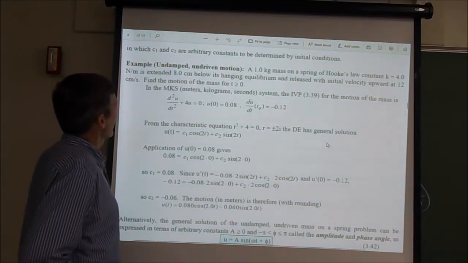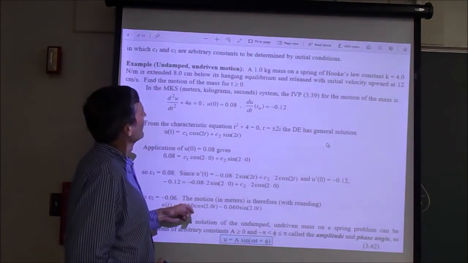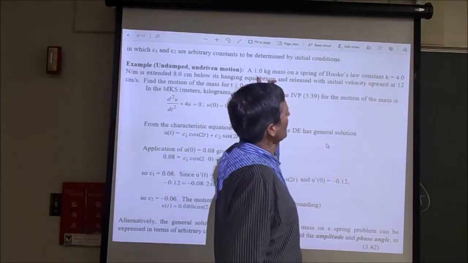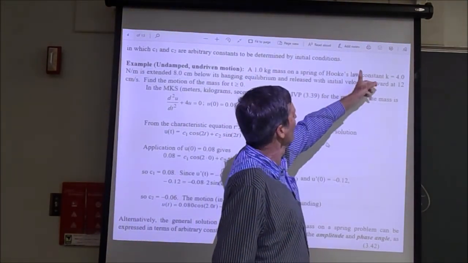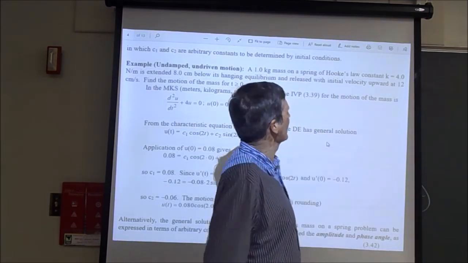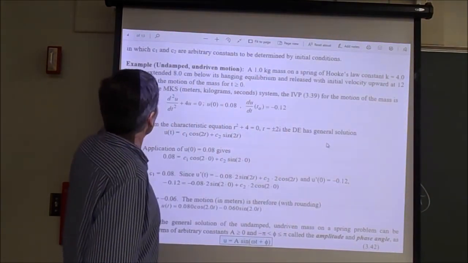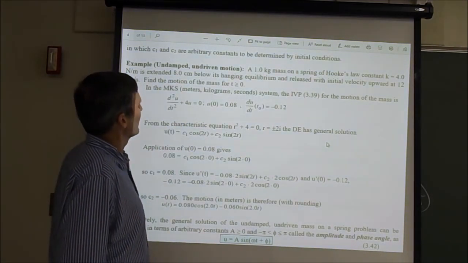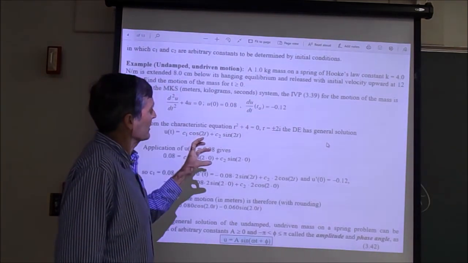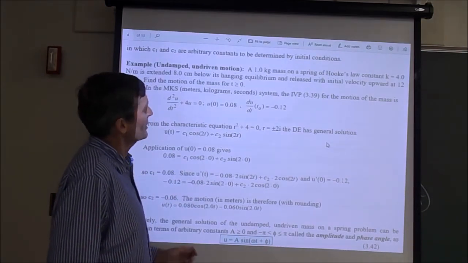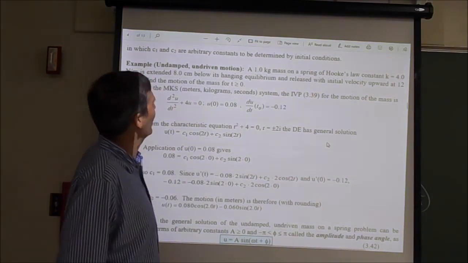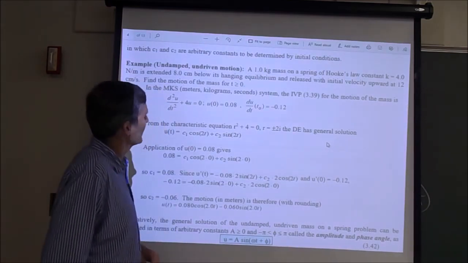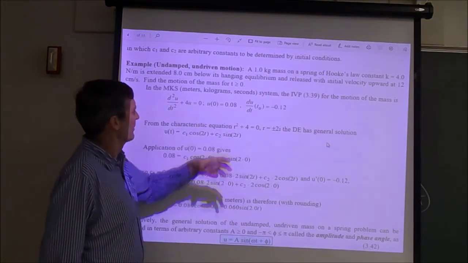Now here's an example. Suppose I have a mass that's 1 kilogram, and I've got a spring that's attached to it, it's hanging from the spring. The spring has Hooke's law constant 4.0 newtons per meter. If I extend that spring 8 centimeters below its hanging equilibrium, where it would just like to sit and rest, and it's released, pushed upwards initially at 12 centimeters per second, find the motion of the mass on the spring for t greater than or equal to 0. It just goes up and down is the idea.